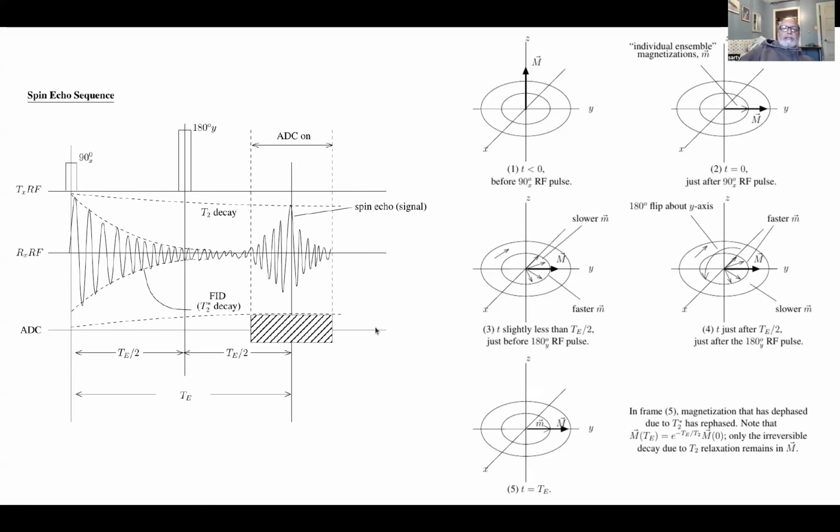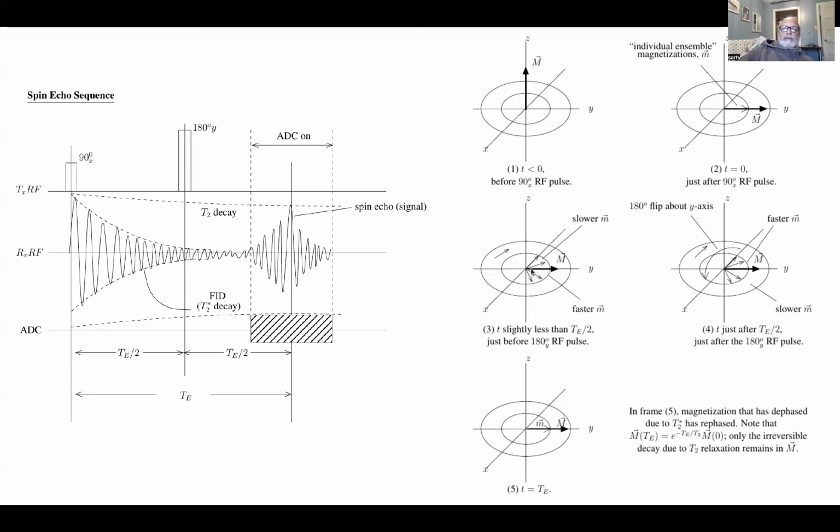And there's two processes that cause that decay. One is the T2 decay, where the spins lose energy in processes of exchanging energy with each other, spin-spin decay. So this is the T2 decay. But on top of that, they are more directly exchanging energy with each other as ensembles, so that some spins have a higher frequency of precession and some slower. And so in the rotating frame, that causes the spins to all dephase with each other.